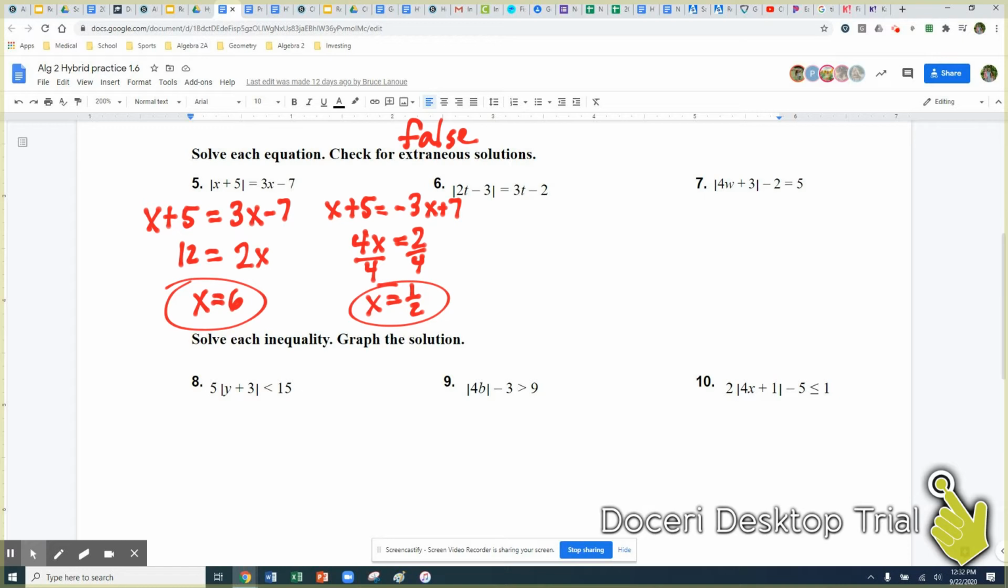Now we got to check, are one of those solutions false? Sometimes one of them's false. One will always be true. We got to have one solution. Sometimes one of them is false. Sometimes they're both true. We just have to check. So let's start with the 6.